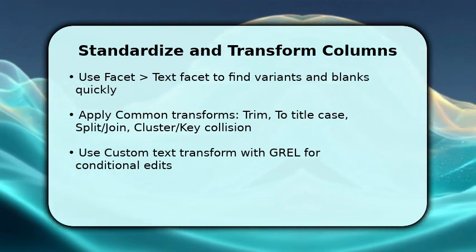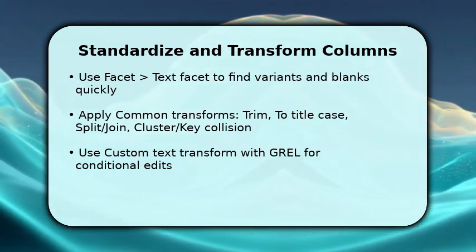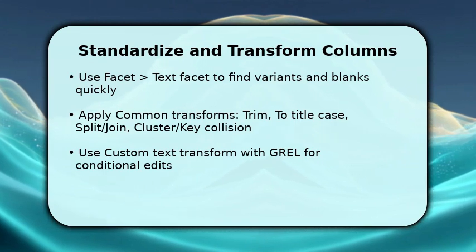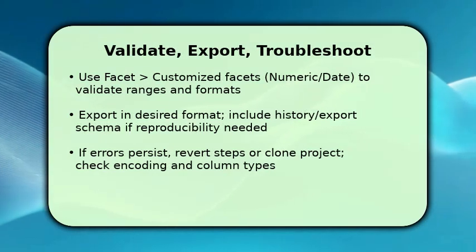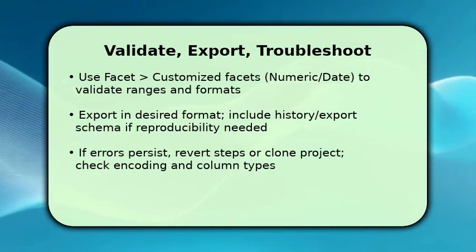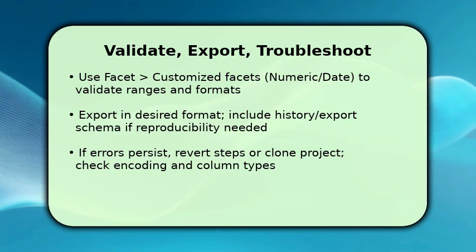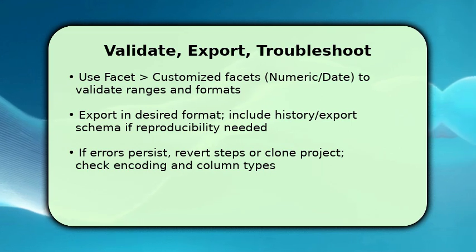If you need logic, use custom text transform with GREL. This gives conditional control without exporting first. Finally, you validate and export while keeping a replayable history. Use numeric and date facets to check ranges, outliers, and parse errors, correct with transforms or cell edits.